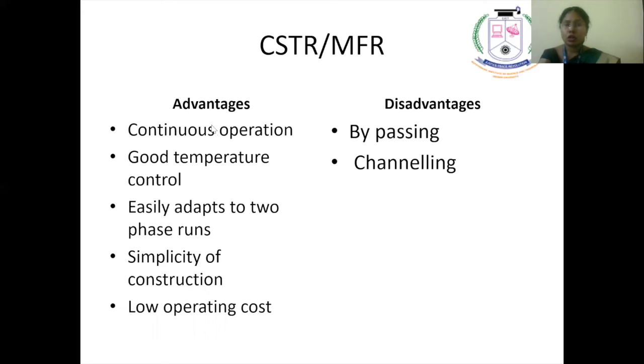So the advantages of CSTR, otherwise known as MFR, are continuous operation, good temperature control, it easily adapts to two-phase runs, simplicity of construction, and low operating costs. Whereas the disadvantages are bypassing and channeling.